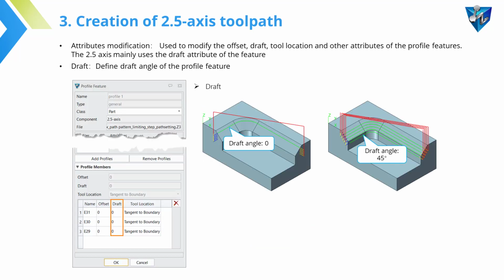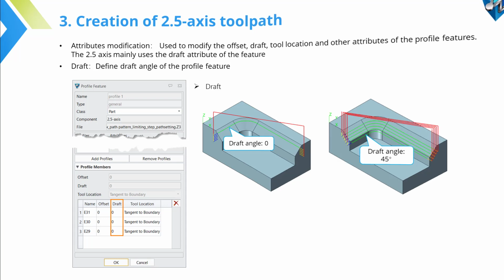And the third chapter, I will introduce how to create a 2.5X tool path in ZW3D. It's achieved by modifying the attributes of the profile features. Now let's go to ZW3D and introduce the details.